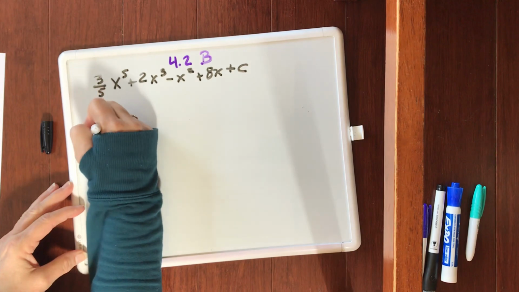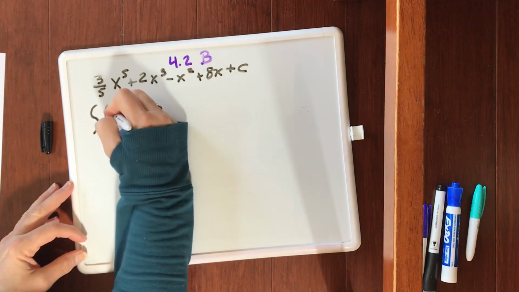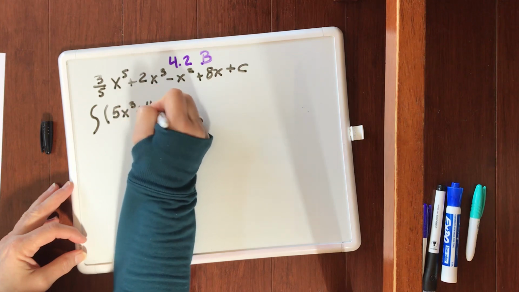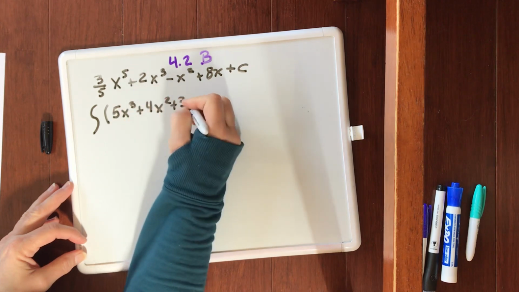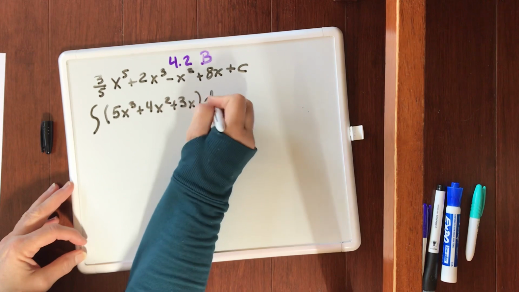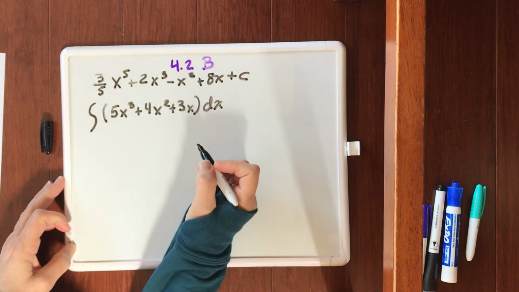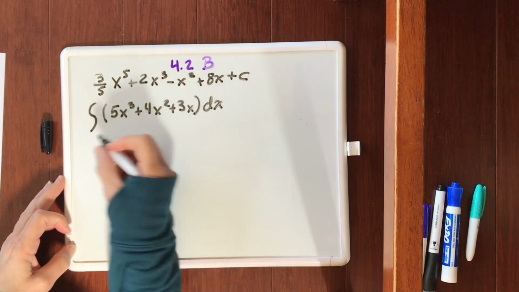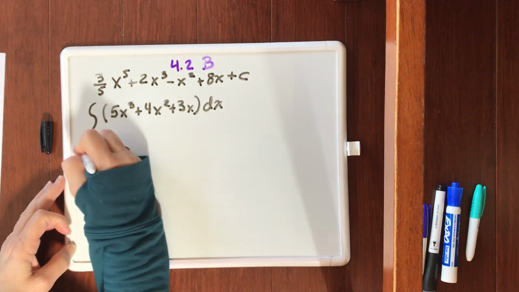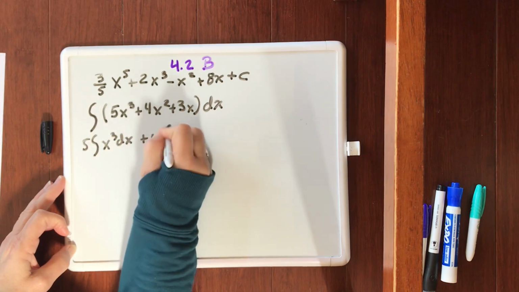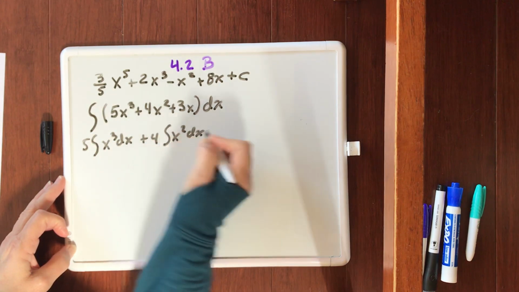Let's do another problem, but we're going to be a little quicker on it by taking some shortcuts. Now that you've seen the process, we can do it a little quicker. Okay, so we're integrating 5x cubed plus 4x squared plus 3x. So immediately we're going to put out the 5, the 4, and the 3.